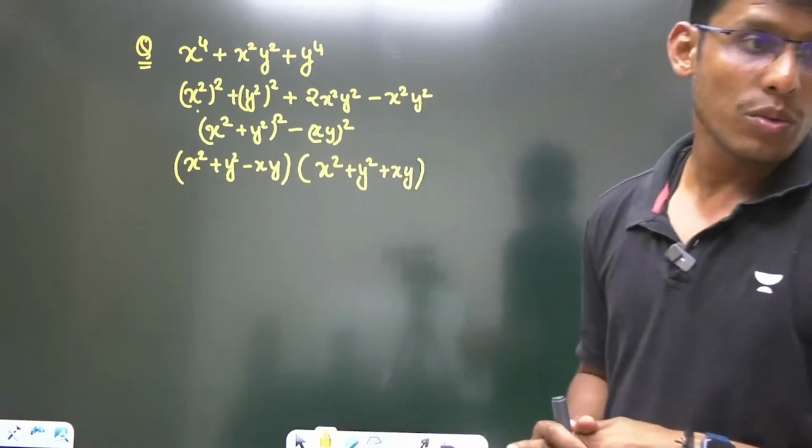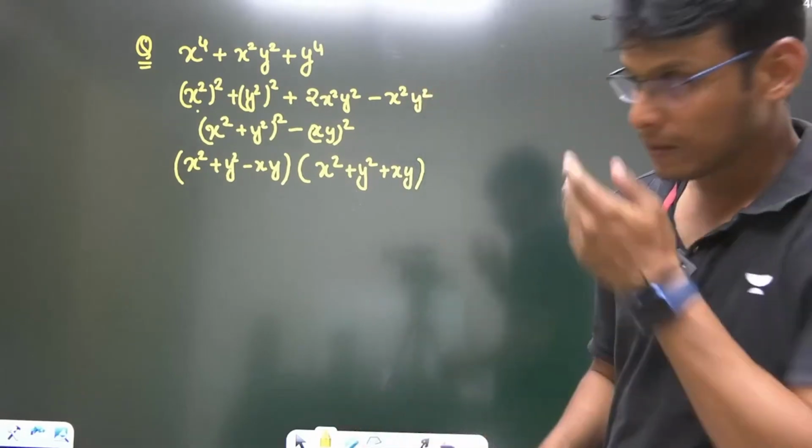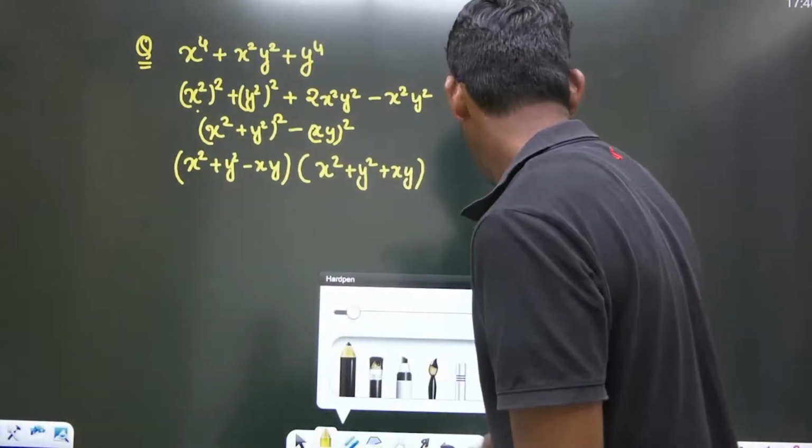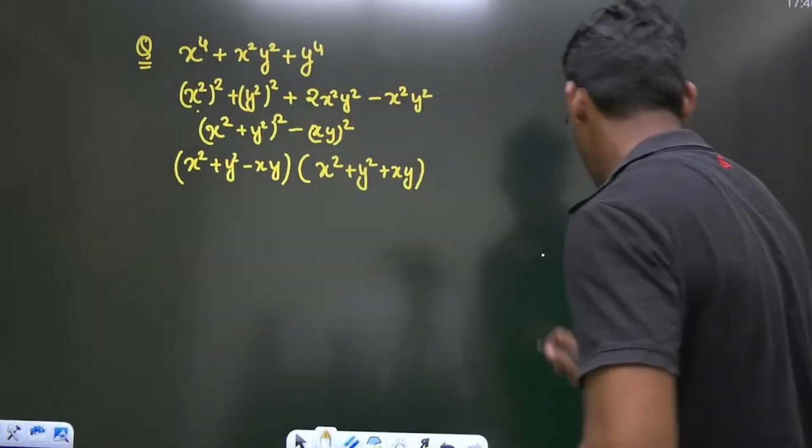x square plus y square minus xy. Perfect. So let's factorize one more expression.